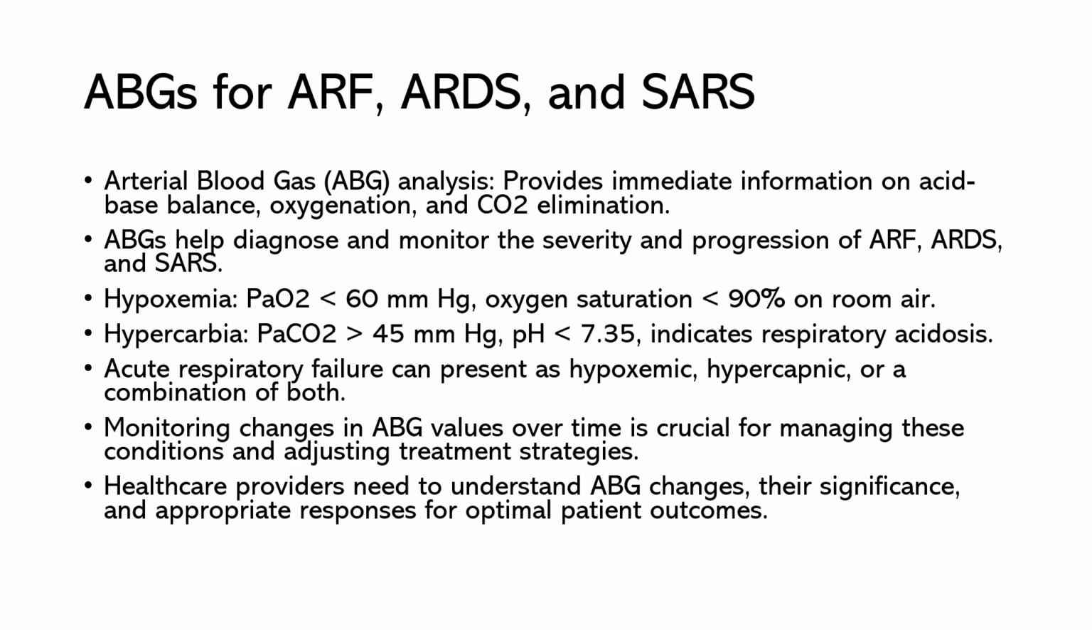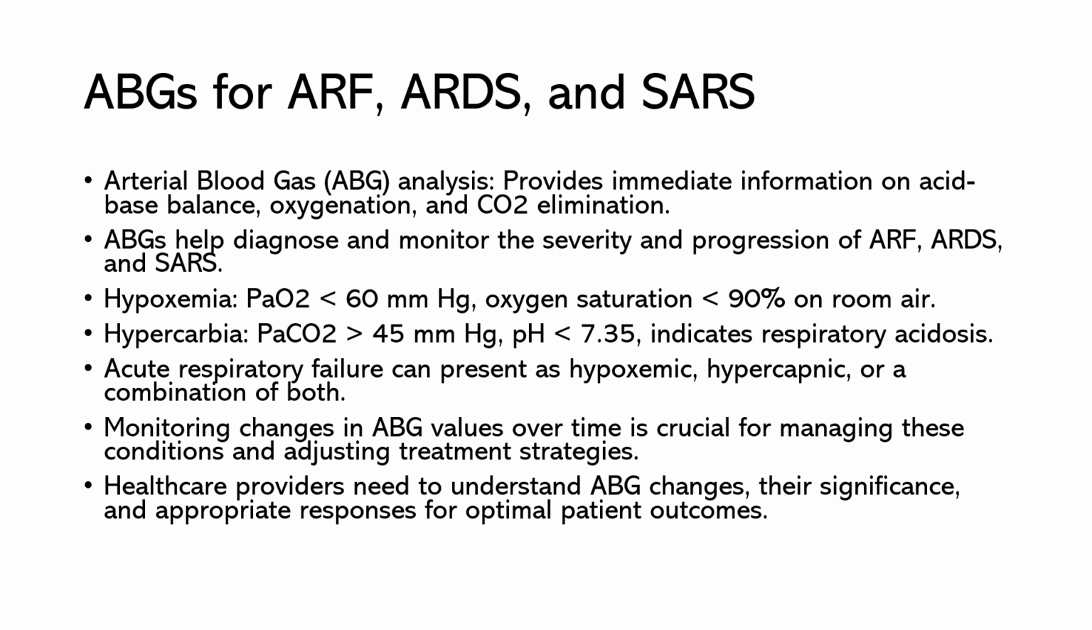Arterial blood gas analysis is a critical laboratory test. It provides us with immediate information about a patient's acid-base balance, oxygenation, and carbon dioxide elimination. In the context of acute respiratory failure, acute respiratory distress syndrome, and severe acute respiratory syndrome, ABGs help us to diagnose and monitor the severity and progression of these conditions. We need to look for specific changes in the partial O2 and partial CO2 levels, along with what the pH is, to identify hypoxemia and hypercarbia.